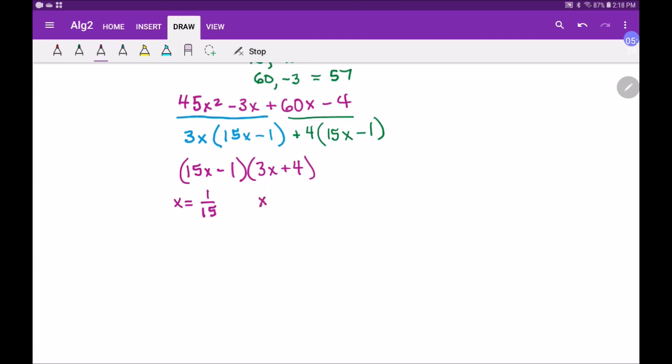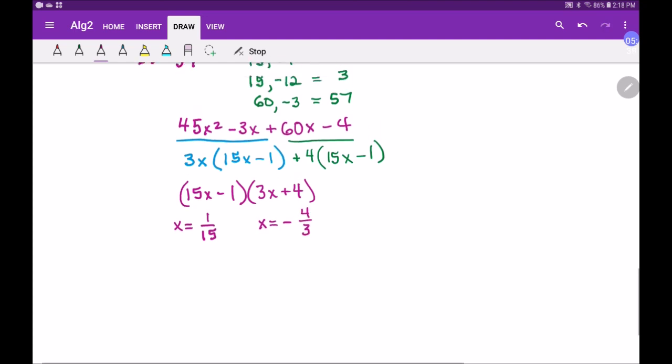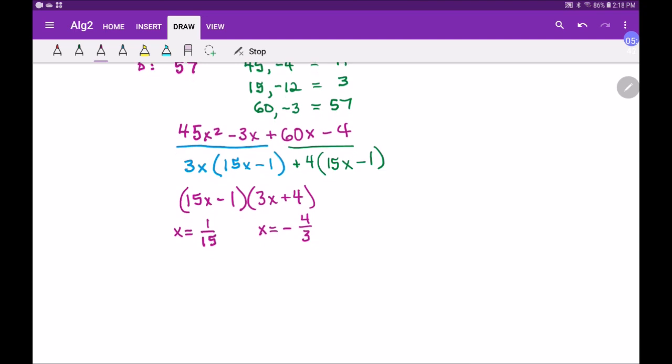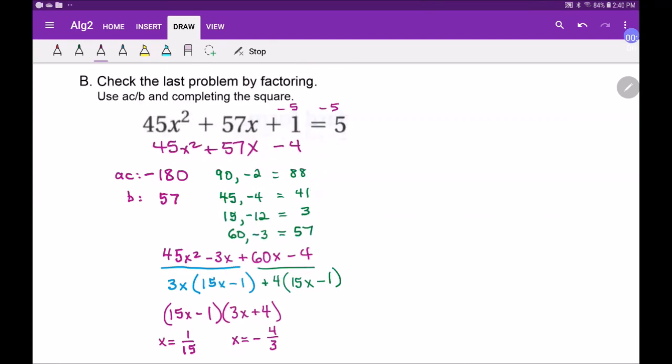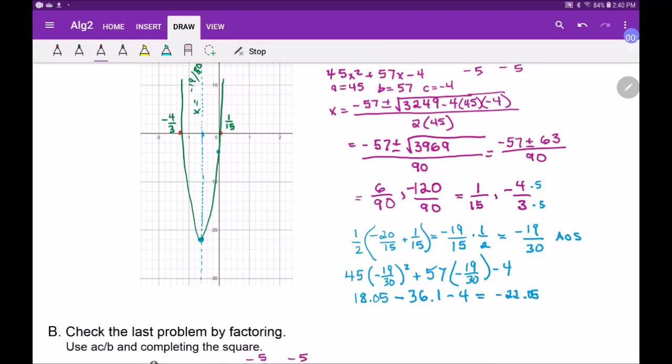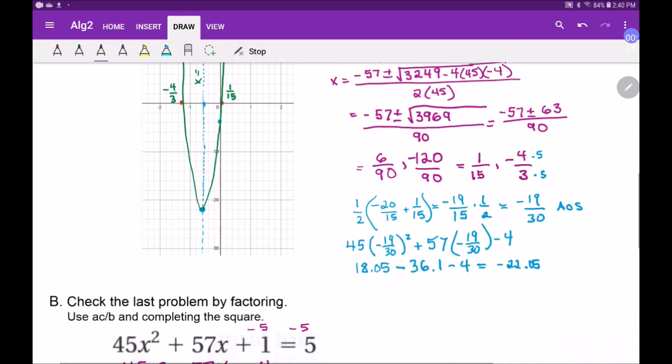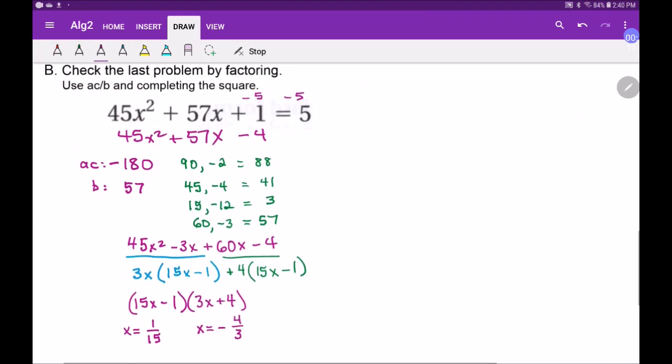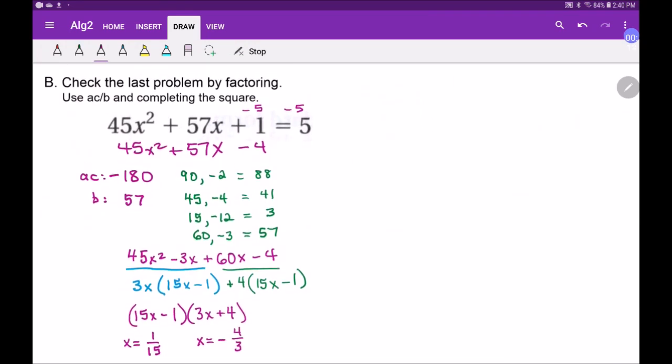And then over here, I'm going to have x equal to a negative because I need a negative to make that plus 4 become 0. I don't want the 3 anymore, so I put the 3 on the bottom. And I put the 4 on the top. Okay? So I say, all right, those are my factors. So we take a look up here, and we say, yes, that's what happened. Negative 4/3 and 1/15.